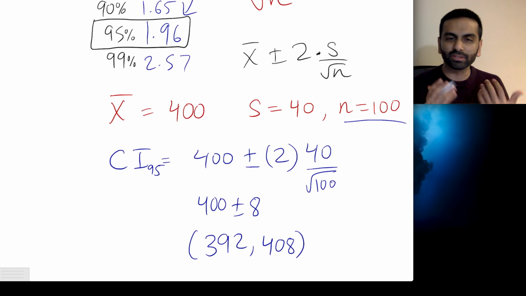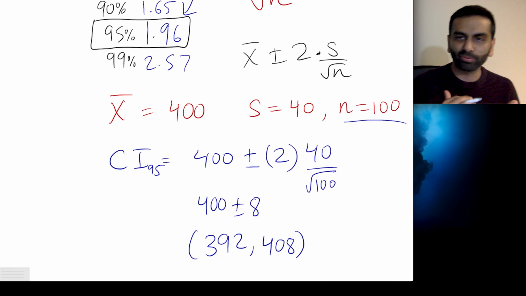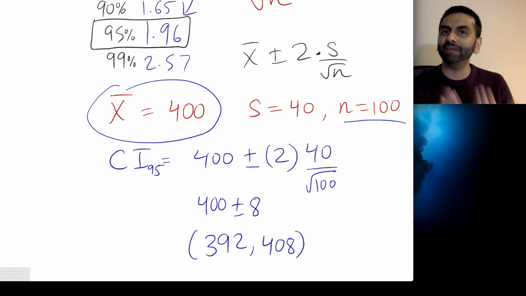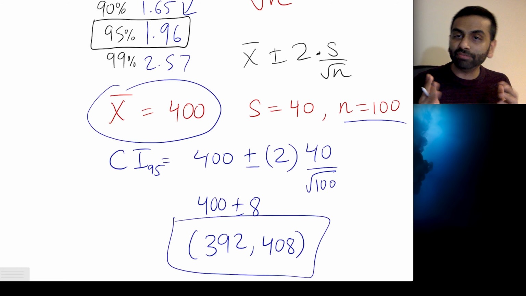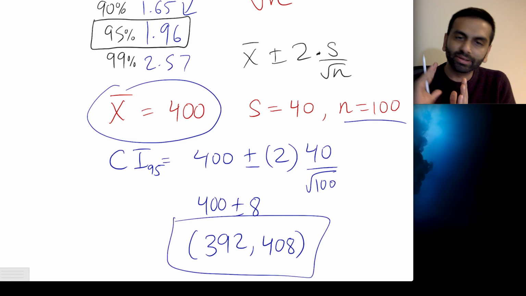So long story short, the practical purpose of a confidence interval, and again, software can do this in a sec, but at least it's good to see once where this is coming from. Essentially, your sample said the average was 400, but if you want to not just report a single number, but rather a range, you would say, we're 95% sure that the true average SAT score is some number between 392 and 408.